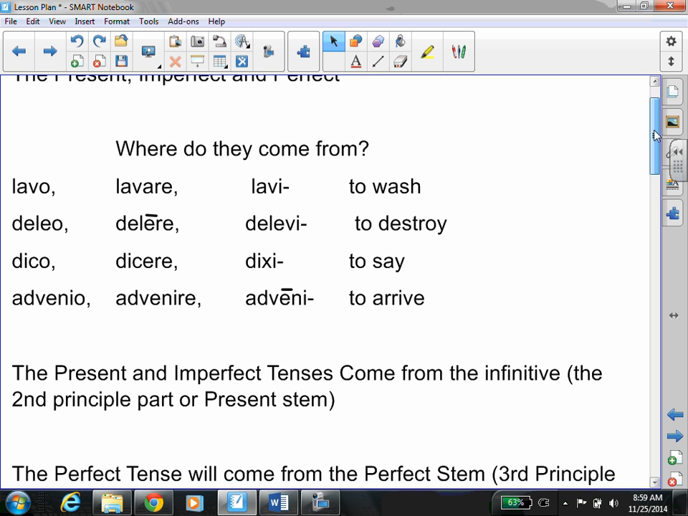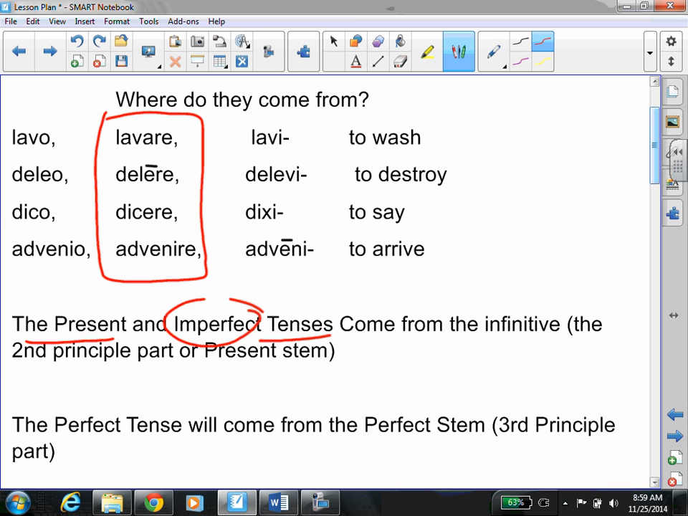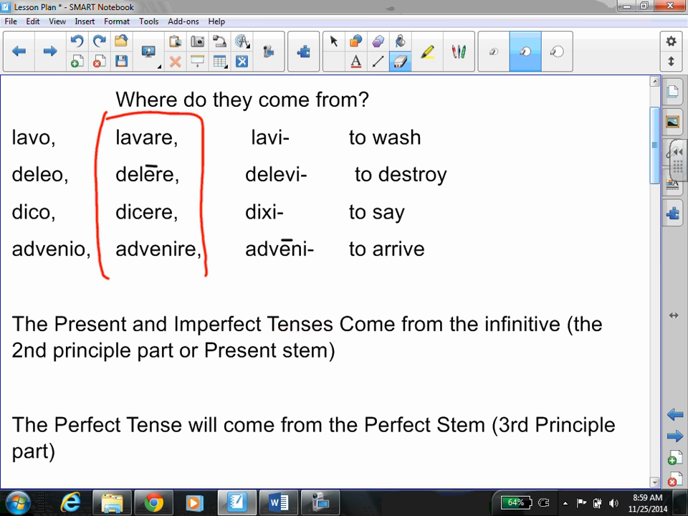So if I want to create the present or the imperfect tenses, I'm going to use these guys right here. You will hear me call them the infinitive. You'll hear them called the second principal part or the present stem. Most of the time, I'm going to call it the present stem or the infinitive. But sometimes people will call it the second principal part. So that's only for the present and the imperfect tenses. I will not use it for the perfect tenses.